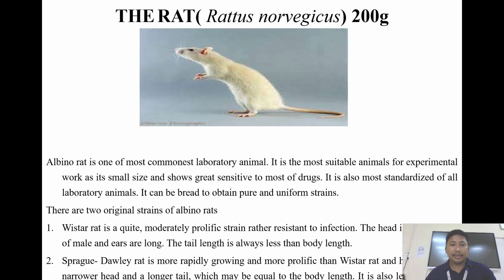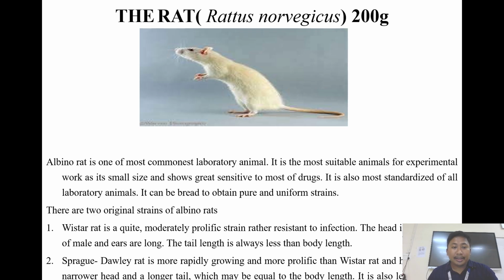So let's have a look at which animals are there on the screen. The first animal we have is the rat. The scientific name of the rat is Rattus norvegicus. The recommended weight is 200 grams. So what is the recommended weight? It is the weight at which we can carry out a pharmacological experiment. If we talk about the range of weight, then we consider 180 to 220 grams. It is the ideal range in which we can carry out animal experimentation.